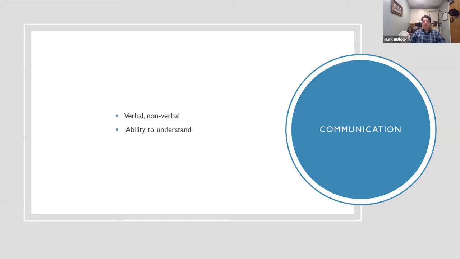So the next barrier is communication. I'm going to go into this a lot because it's very big communication that we take a lot for granted with working with neurotypical patients.